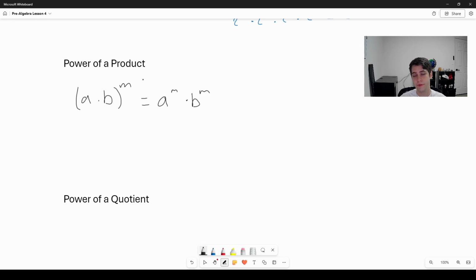This one's a little bit different because normally we're keeping the base the same and changing the exponent, but this is a rule where we can change the bases but keep the exponent the same.